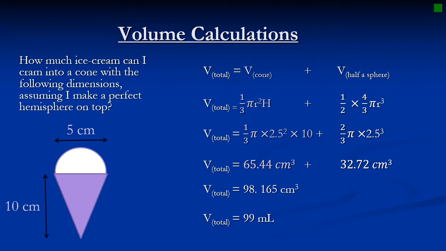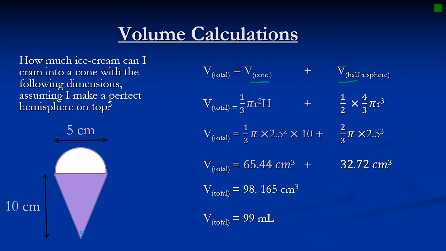Now I'm going to go straight into a combination question here. So this is composite or compound questions, and something else that's close to my heart is ice cream. So how much ice cream can I cram into a cone with the following dimensions, assuming I make a perfect hemisphere on top? So I'm cramming all the ice cream all the way down to the bottom, so the joy lasts for a long time. So we have to calculate the volume of the cone plus the volume of a hemisphere.